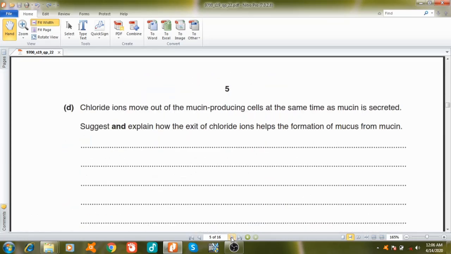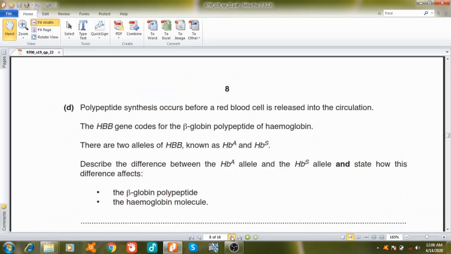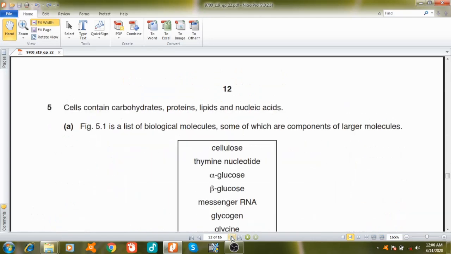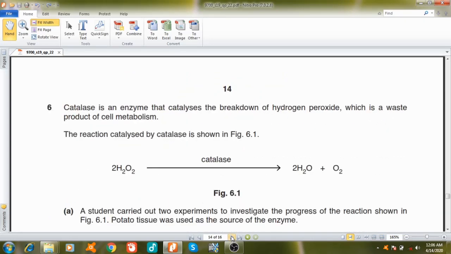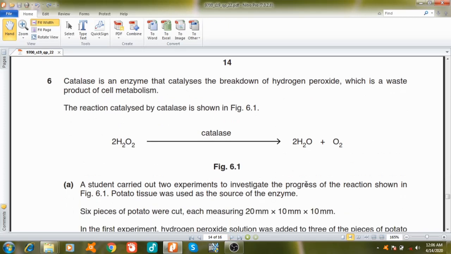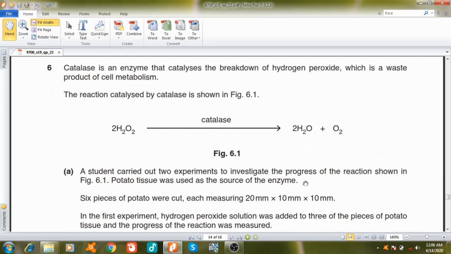Now see what is question number 6. Catalase is an enzyme that catalyzes the breakdown of hydrogen peroxide, which is a waste product of cell metabolism. The reaction catalyzed by catalase is shown in figure 6.1. You can see the reaction. Hydrogen peroxide will break down into water and oxygen by the enzyme catalase.